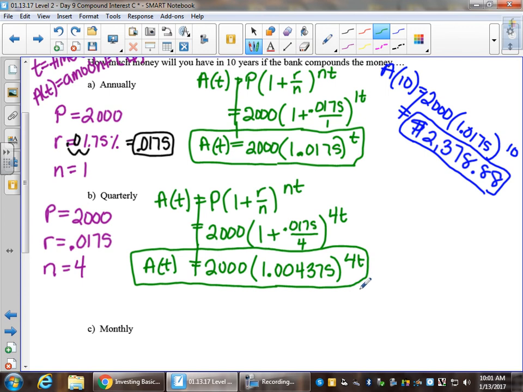What's the time we're still looking at right now for T? 10. So let's do A of 10. So A of 10 will be 2,000 times 1.004375. What's going to be up here? 4 times 10. So either mentally know that's 40 or make a little note that that's going to be 40 as an exponent.